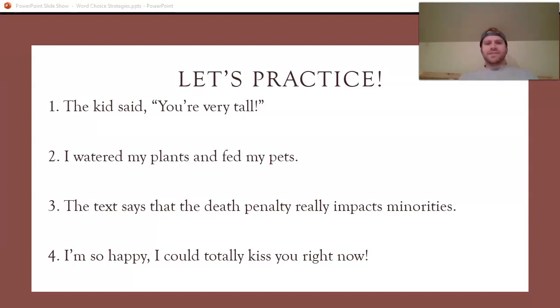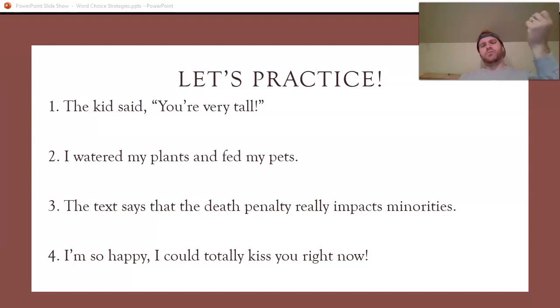Number 3, the text says that the death penalty really impacts minorities. Two words in here that are problematic. One is text, actually. I might sound like I'm being fancy there, but I could be specific. What kind of text? Is it an article? Is it a book? Is it a transcript of an interview? Be specific, right? I like transcript. The transcript says that the death penalty.